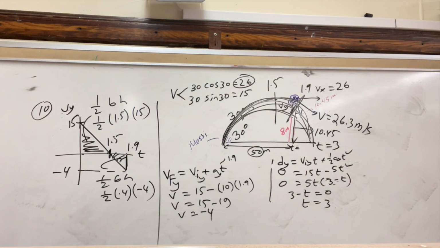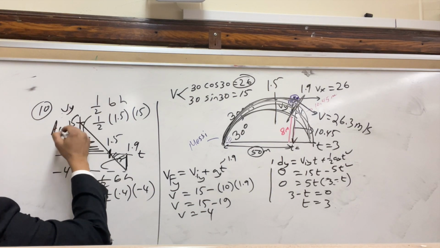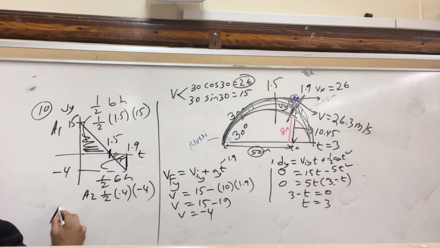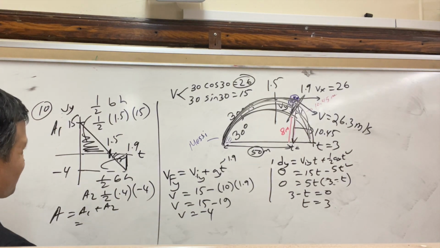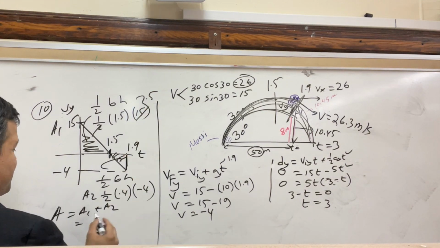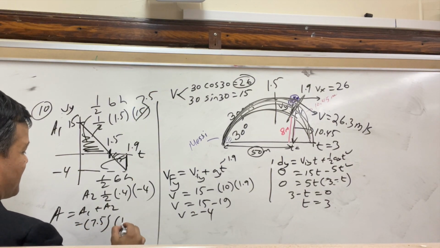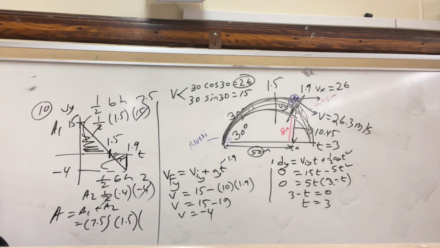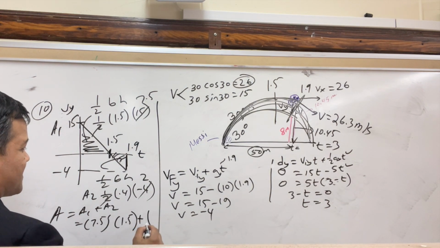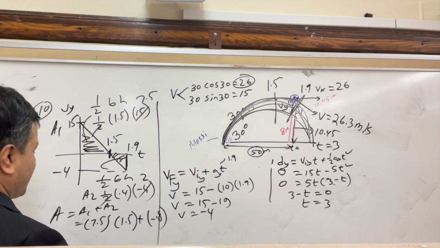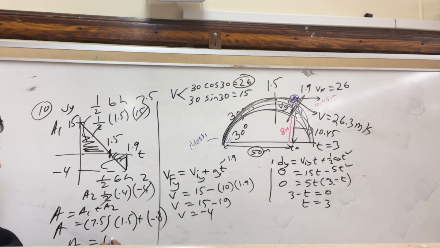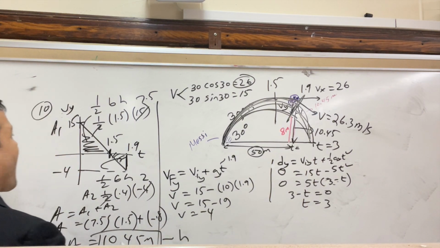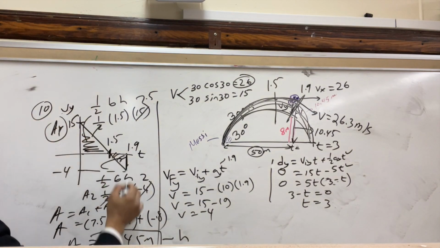All right. So now you say area 1, area 2. So the area is area 1 plus area 2. Area 1 is how much? 7.5 times 1.5. And area 2 is plus minus 0.8. All right. So the area is 10.45 meter, of course. And what is the area? Area is height. Why? Because we are dealing with AyT.